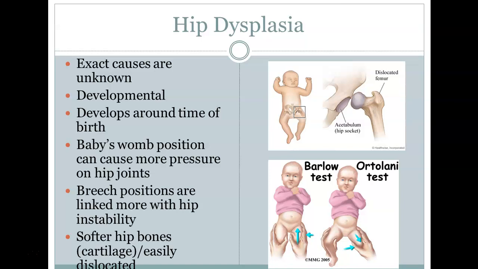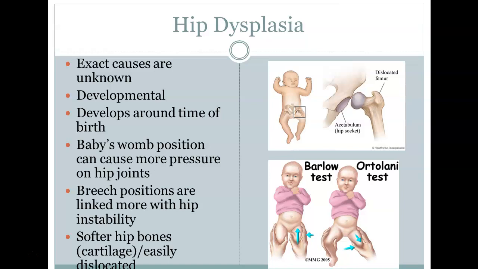Another condition that can occur is called hip dysplasia. The exact causes are unknown, although they feel that it could be due to the fact that their bones are ossified more than calcified, so they're soft bones and they can easily be displaced. It can be developmental. It can develop around the time of birth. The baby's womb and position can cause more pressure on hip joints, and breech positions are linked more with hip instability than a vertex position.